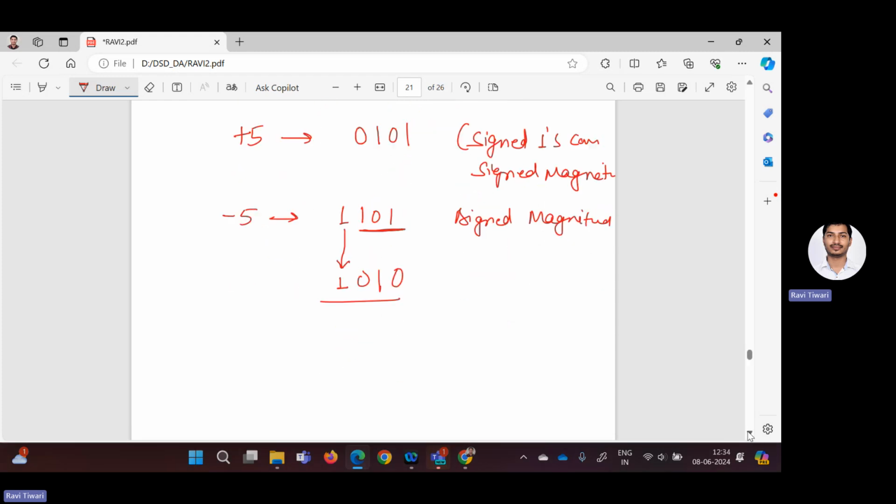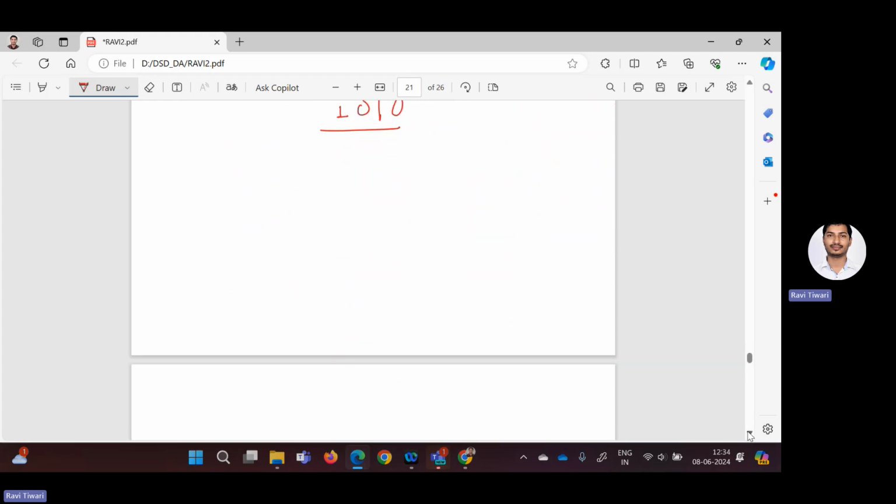Now we will see the fourth part here, that is the signed 2's complement form. It is also similar to that of one's complement. That means for a positive number, the 2's complement form will be similar to sign magnitude form. But for a negative number, you have to take a 2's complement.